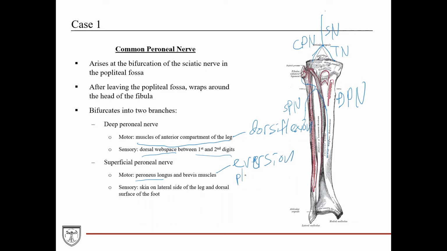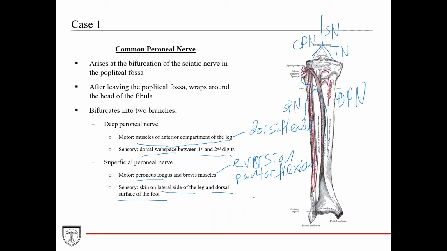And then they also do a little bit of plantar flexion as well, but they're not the primary muscles for plantar flexion. It's more of a sensory nerve, so it does the sensation of the skin on the lateral side of the leg and then the dorsal surface of the foot. So a very large dermatome area there.